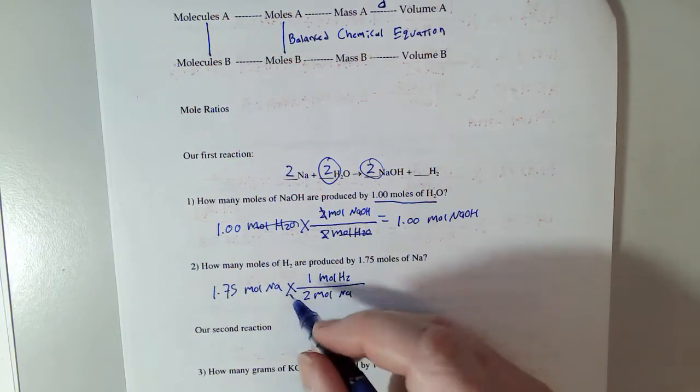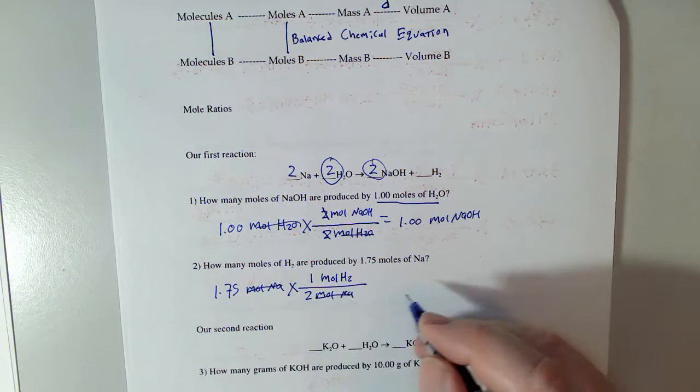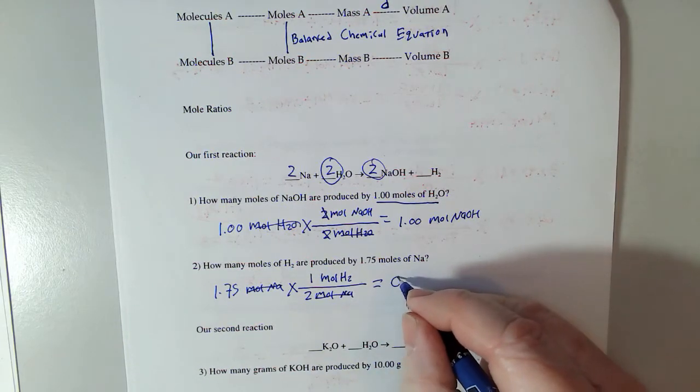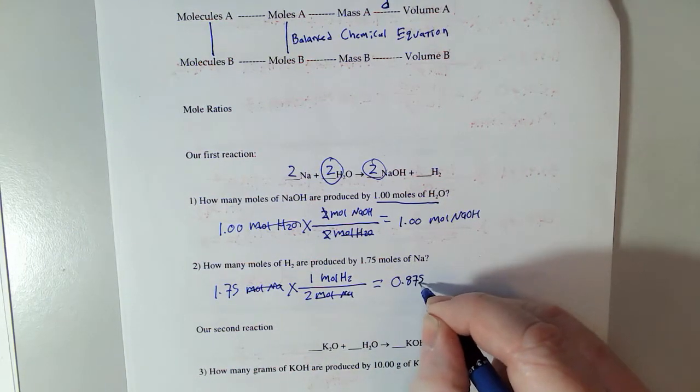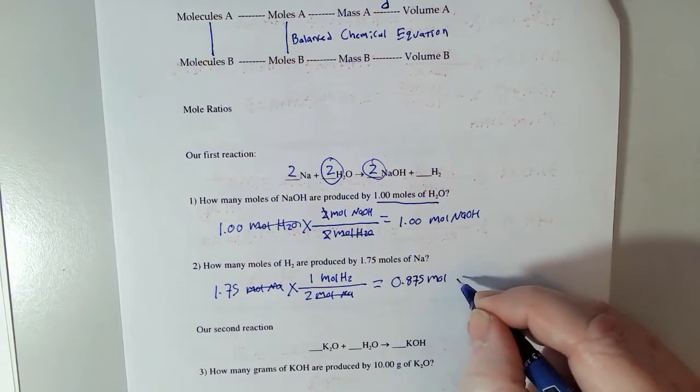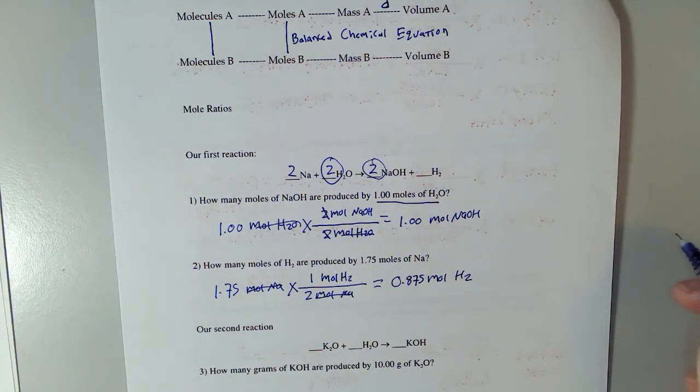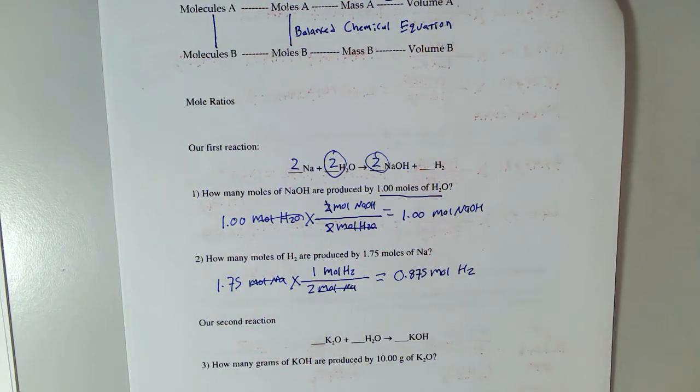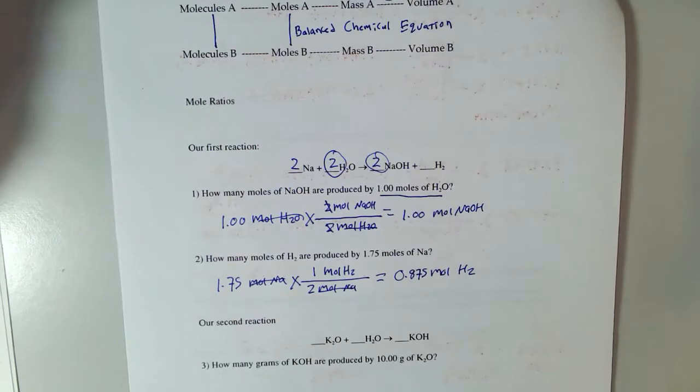Because there's a 1 there in that equation. And this ends up being 0.875, if I'm doing that right in my head. Yeah, that's right, 0.875 moles of H2. Okay, so that's mole ratios and how we do the mole ratio homework.